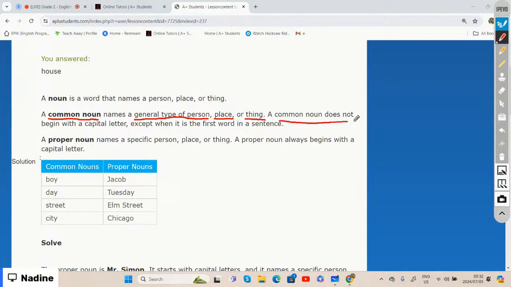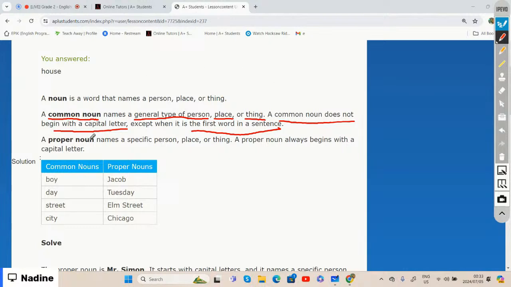And a common noun does not begin with a capital letter, right? So common nouns do not need to begin with capital letters. We do not write a common noun with a capital letter unless a common noun is the first word of the sentence. Because remember, when it comes to sentences, the first word of any sentence starts with a capital letter and it ends with an end point, right? So, common nouns we do not write with a capital letter except when it is the first word within that sentence.